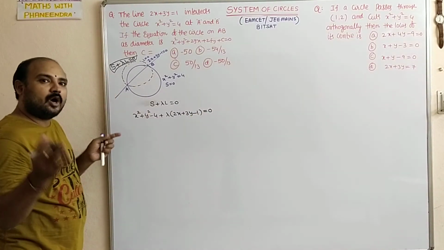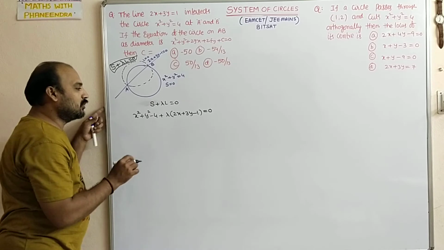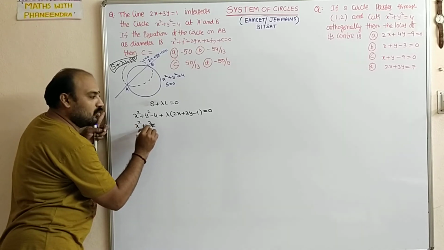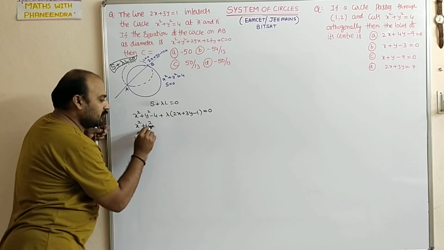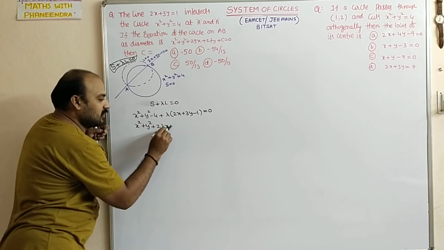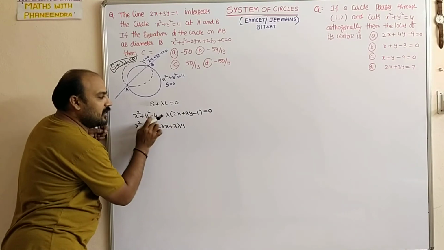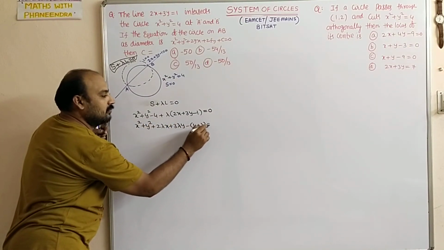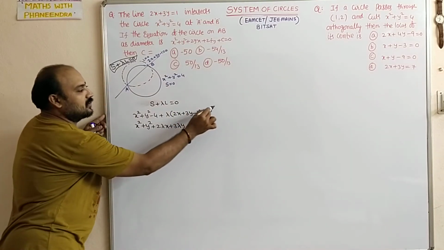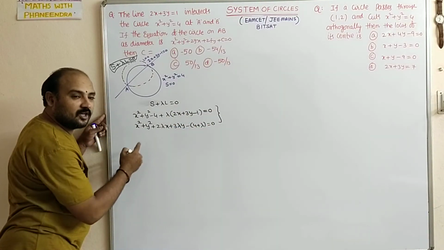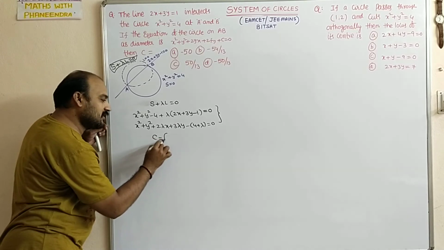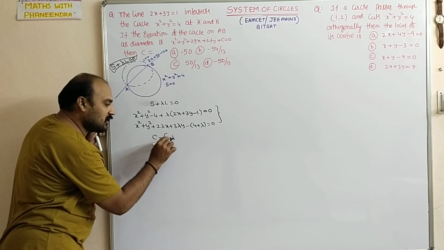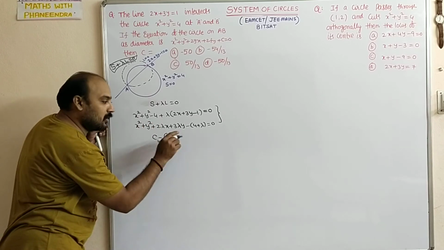This equation you have to write in the general form: x² + y² + 2λx + 3λy - 4 - λ = 0. It represents a circle whose center C is (-x coefficient/2, -y coefficient/2). So the center is (-2λ/2, -3λ/2), that is (-λ, -3λ/2).